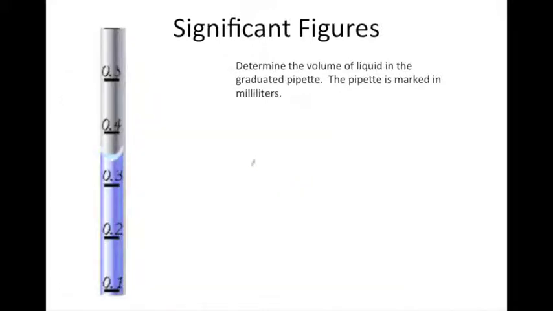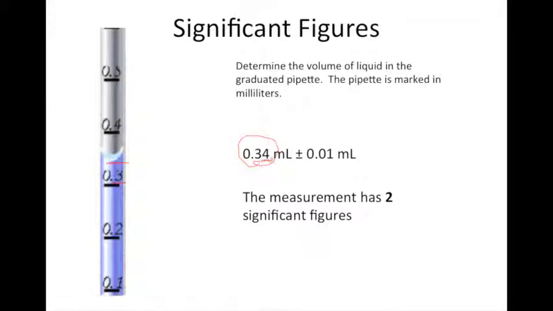Let's look at another one. Determine the volume in this graduated pipette. Pause the video real quick and do that. Okay, so here we have 0.3 and 0.4 milliliters. Our measurement, we know it's at least 0.3, but we can estimate one more place, in this case to the hundredths place. So let's say maybe 0.34, 0.35 milliliters. I said 0.34 milliliters. So we know it's at least 0.3, no uncertainty there, and then we estimate one more decimal place. These numbers we know with some significance in this measurement. So we would say this measurement has 2 significant figures.